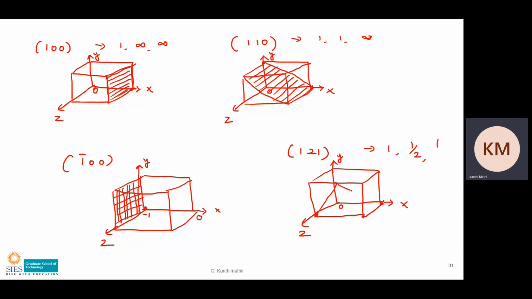So now draw a plane connecting all these 3 points. This is my 1 2 1 now. Okay, I hope how to draw a plane is clear now.